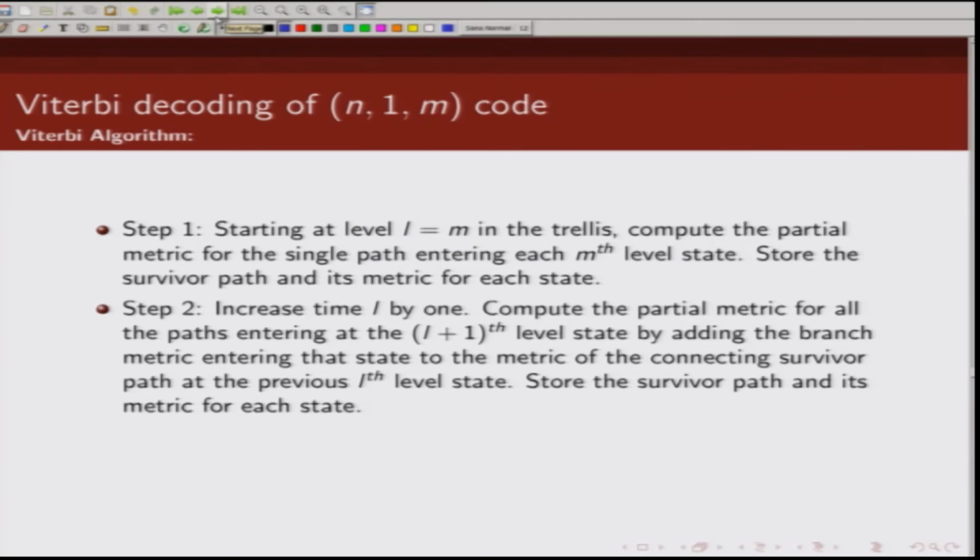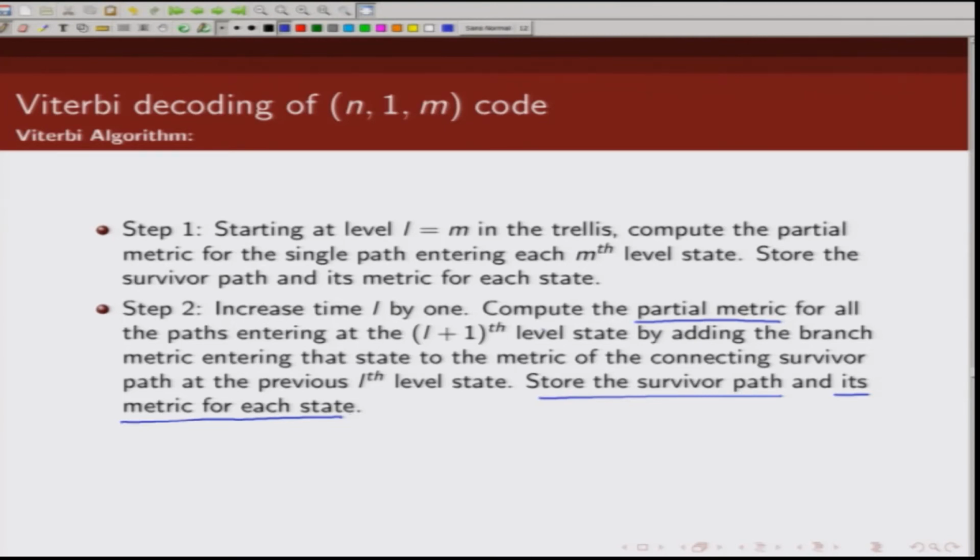Next, we increase the time by one instance, and now we compute the partial path metric for all the paths at that time instance which are entering that particular state. We compare the partial path metrics and choose the one which gives us the best path metric, and we ignore the other paths. So, at the next time instance we store the survivor path, which is the one with the best metric, and we also store its metric value.